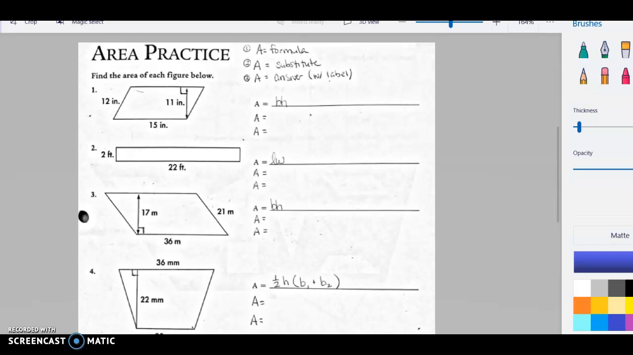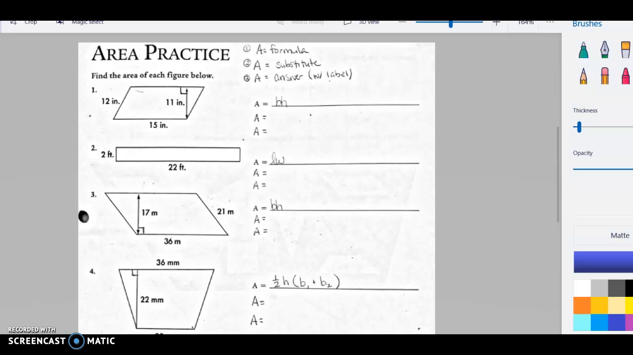Hello, this screencast is just going over area practice. So I'm just going to use this practice worksheet to show how to find the area of several different shapes. Unfortunately, none of them are a triangle, but we have some parallelograms and trapezoids.